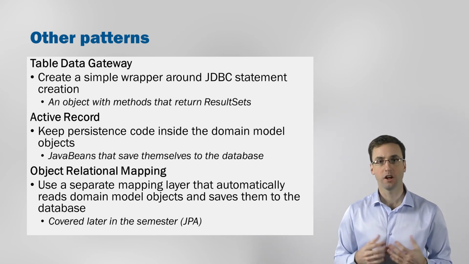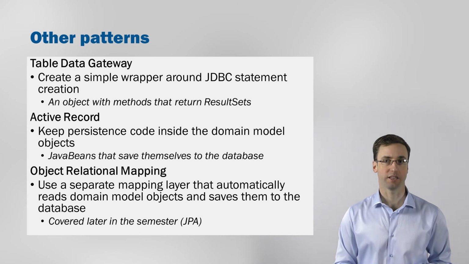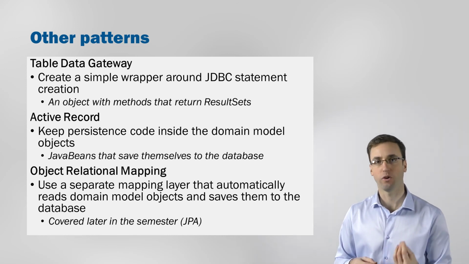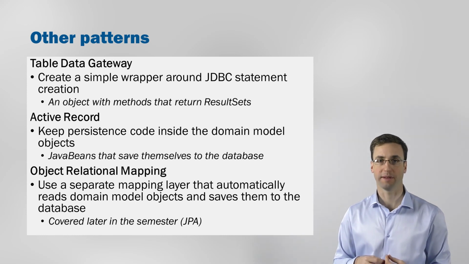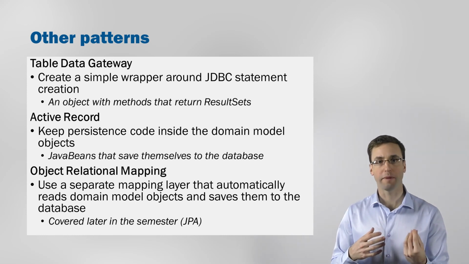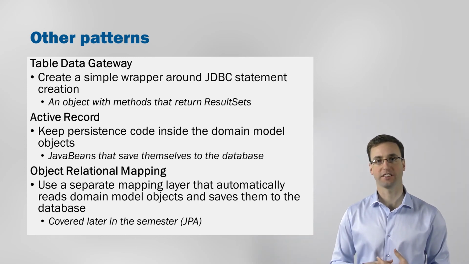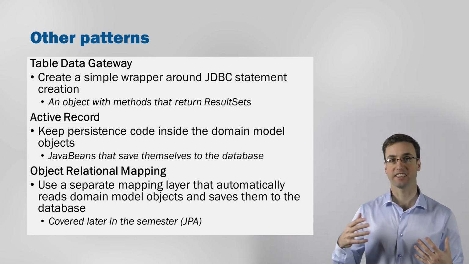I'll talk about object relational mapping later in the subject. Object relational mapping is a very powerful technique for automatically creating objects from a database. Imagine automatically generated data access objects and smarter data transfer objects that can automatically detect and save any changes you make.